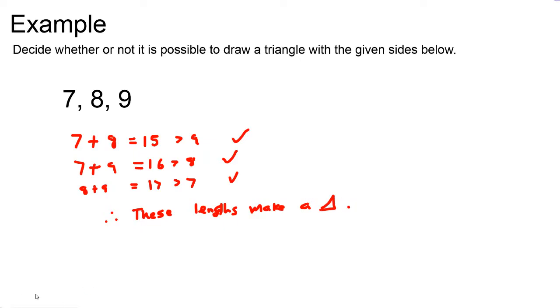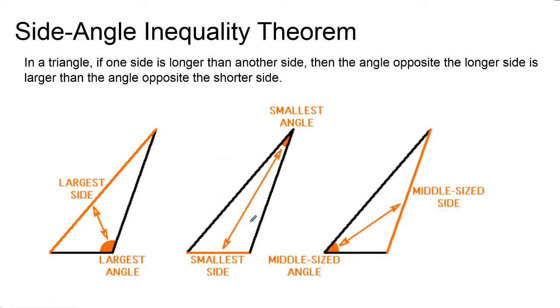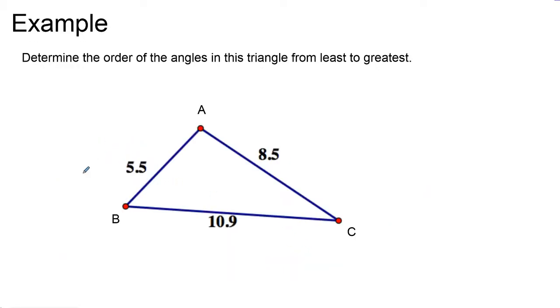All right. The next theorem goes hand in hand with the triangle inequality theorem, and it says that in a triangle, if one side is longer than another side, the angle opposite the longer side is larger than the angle opposite the shorter side. So, the largest side must be across from the largest angle. The smallest side must be across from the smallest angle, and the medium side would be across from the middle angle.